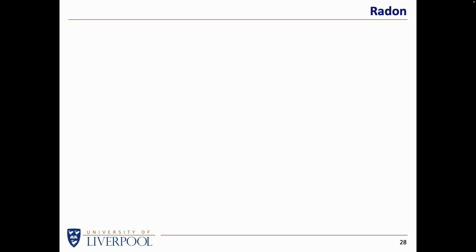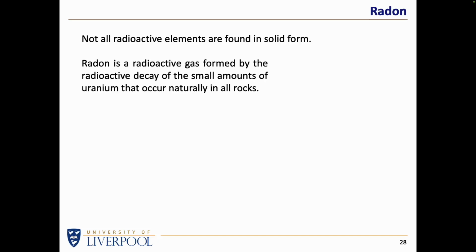And finally, as I mentioned before I started the talk, but I'll say it again, not all radioactive elements are found in solid form, like a little lump of uranium that I've been showing and putting into the cloud chamber. Some radioactive material is in the form of gas. So radon is the most common radioactive gas. It's formed by the radioactive decay of various elements, including uranium, that occurs in essentially all rocks in tiny amounts.